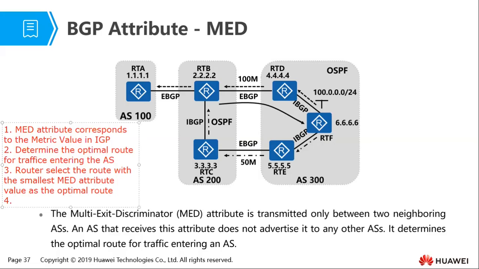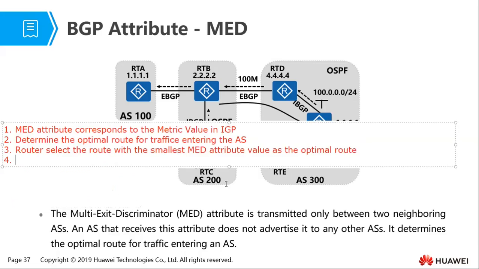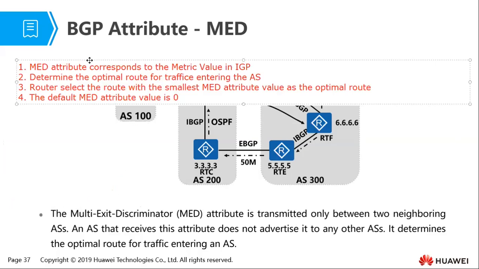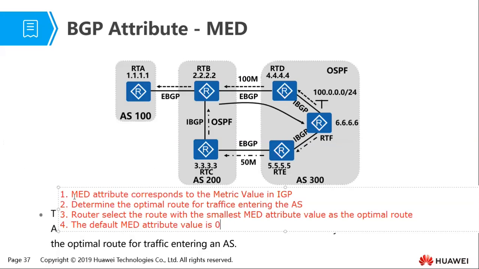Number four, and the last point to note about MED is that the default MED attribute value is 0. So the MED attribute is simply the metric determining the optimal route for traffic entering the AS. The router selects the one with the smallest MED. The default is 0. So look what happens here.